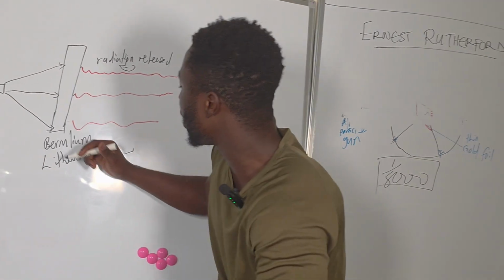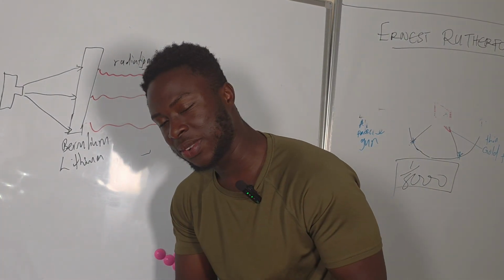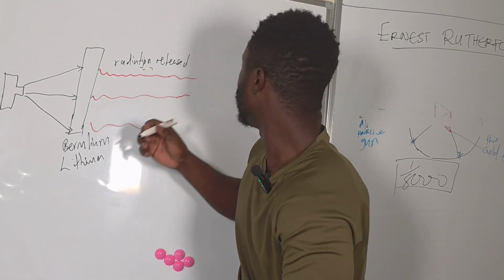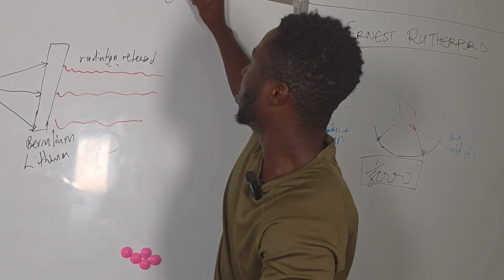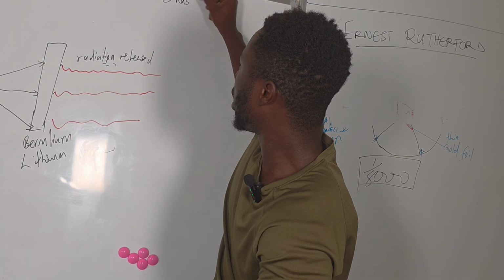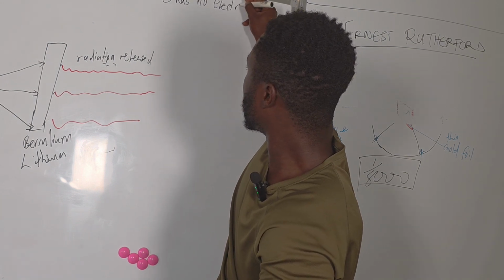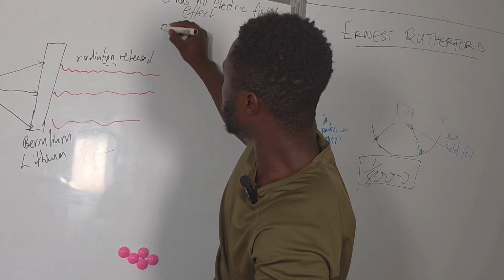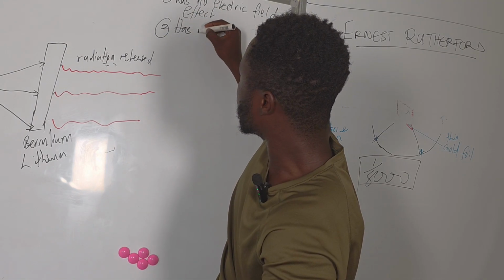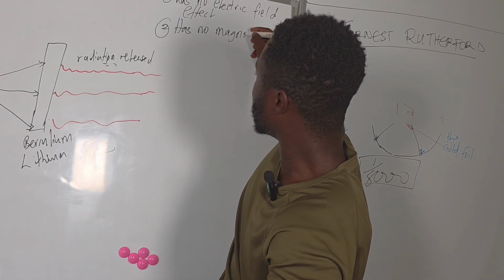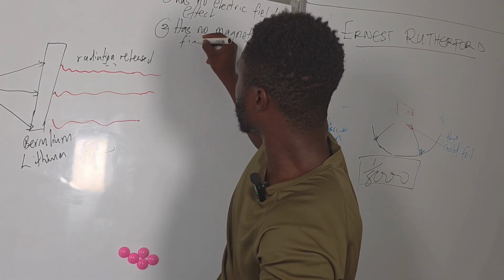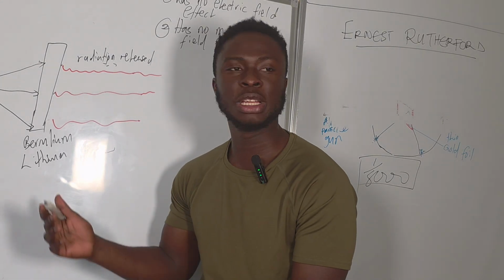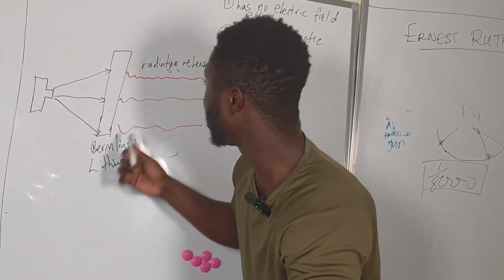Then he switched up and passed it through a magnetic field. That also did not have any effect on it. So the radiation has, one, no electric field effect, and two, no magnetic field effect. So the radiation cannot be manipulated by an electric field, neither can it be manipulated by a magnetic field.